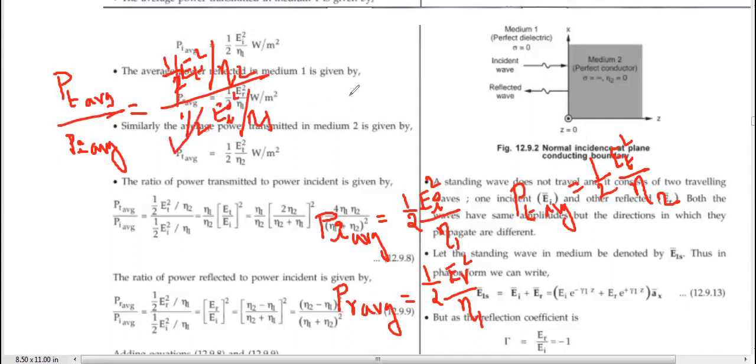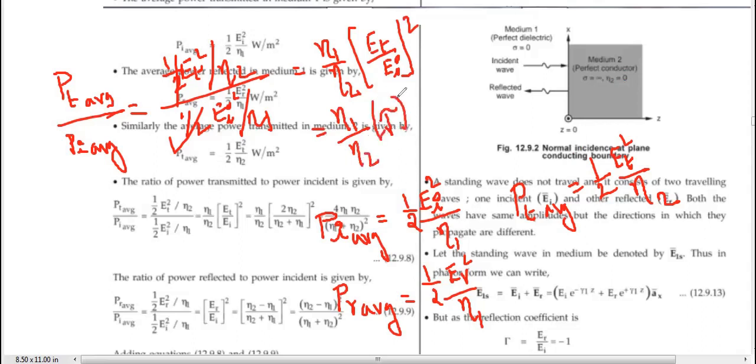So the 1 by 2 gets cancelled, and eta 1 will be in the numerator and eta 2 in the denominator, and ET by EI, the ratio between the square terms. What is ET by EI? Already we proved that for normal incidence on a dielectric medium, ET by EI is the transmission coefficient tau, eta 1 by eta 2, the transmission coefficient tau square.